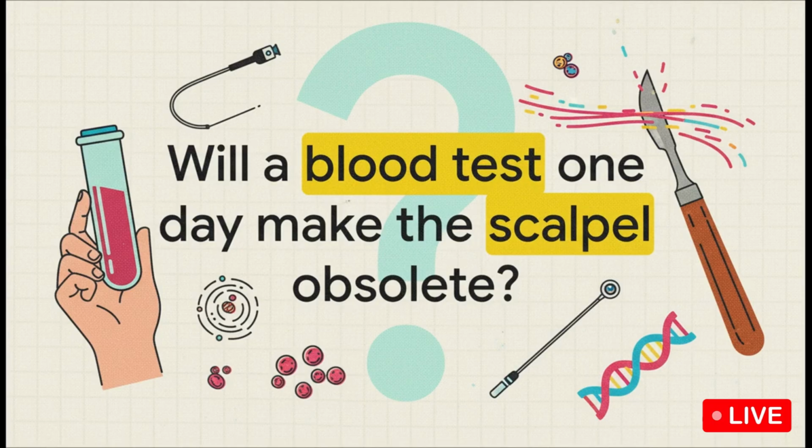So that leaves us with this really big, fascinating question. We've gone from the scalpel to the needle to the endoscope, and now, maybe, to a simple vial of blood. As this liquid biopsy technology gets better, more sensitive and cheaper, could we be looking at a future where the scalpel becomes a museum piece for cancer diagnosis? Definitely something to think about.